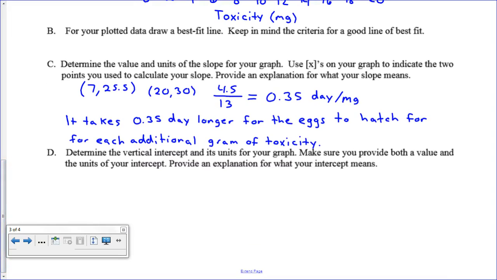So 23 days is what we get here. And think about that, that's 23 days if 0 grams of toxin are present. And so this would be sort of the normal time for an egg to hatch for these chickens with no toxins at all.